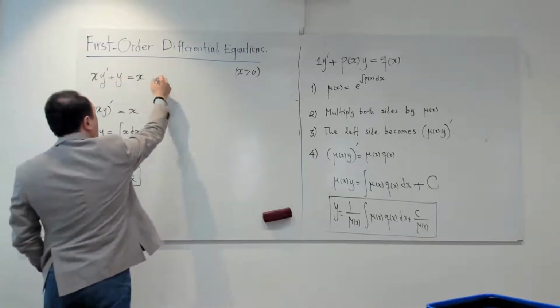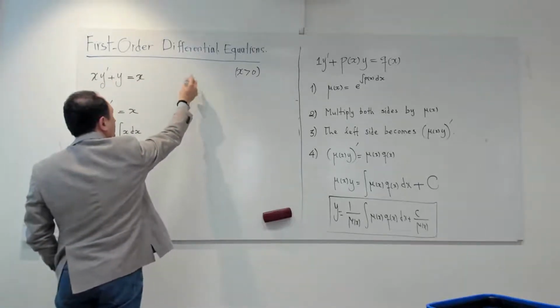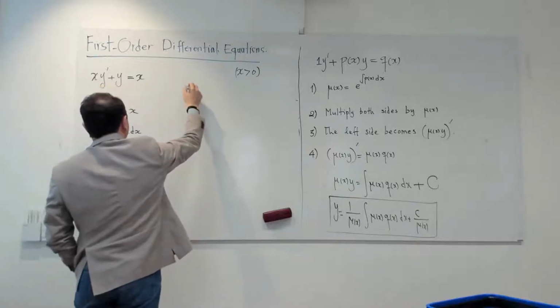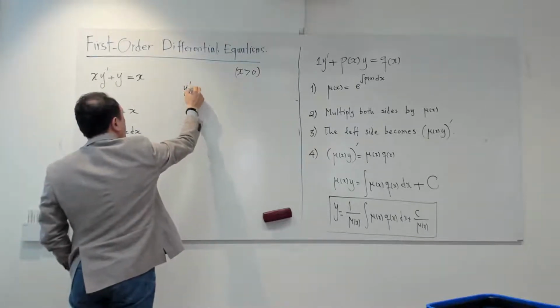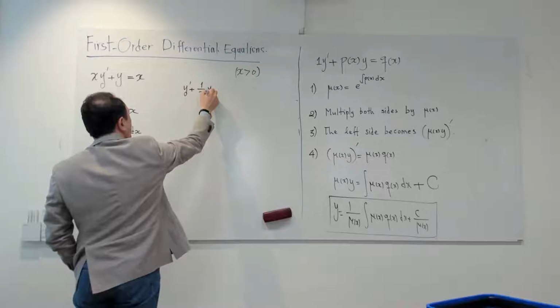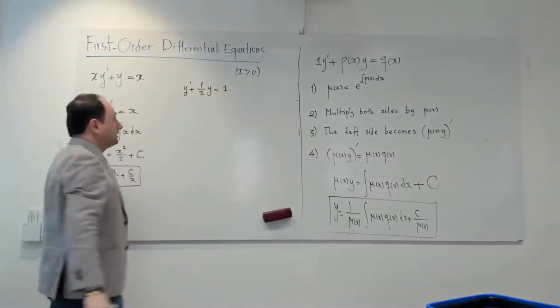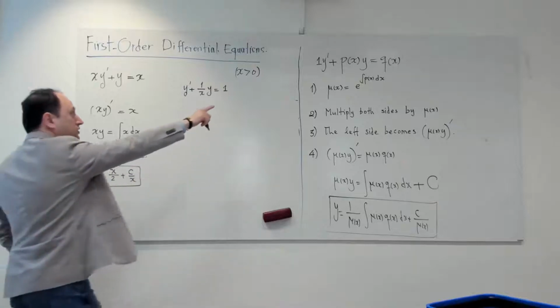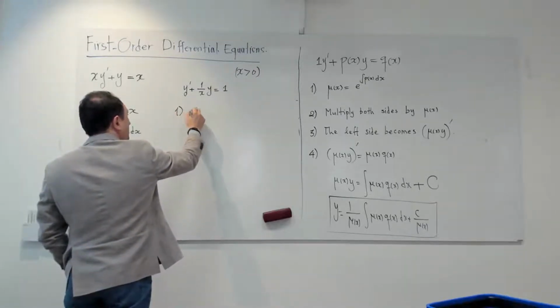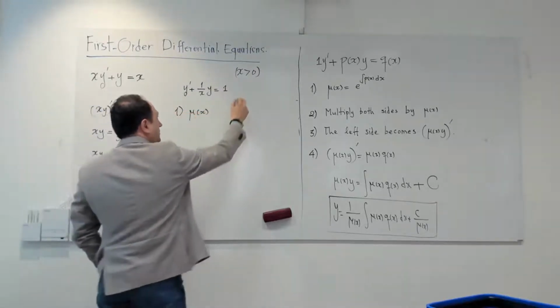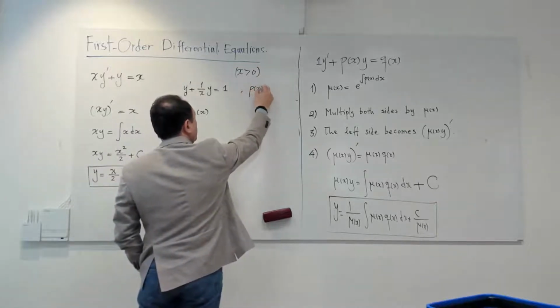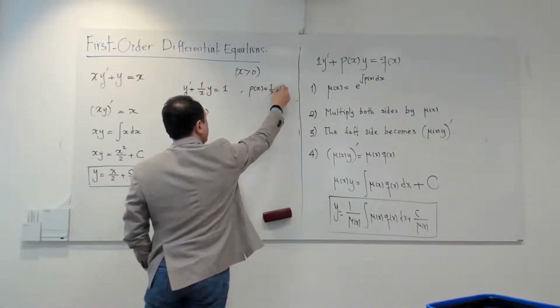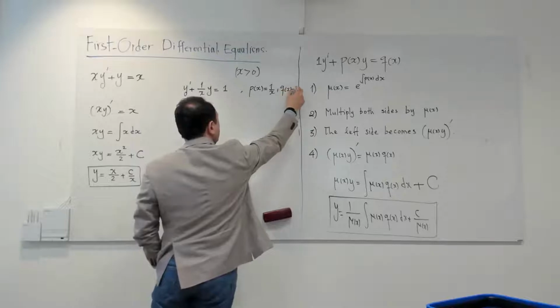So here, this means that if I want to follow that process, the first step that I have to do is to divide by x. So this becomes y prime plus 1 over x y is equal to 1. Yes? This is crucial. Now I go to step number 1. I have to calculate this. So tell me, what is p of x then? p of x is nothing except 1 over x, and q of x is equal to 1.